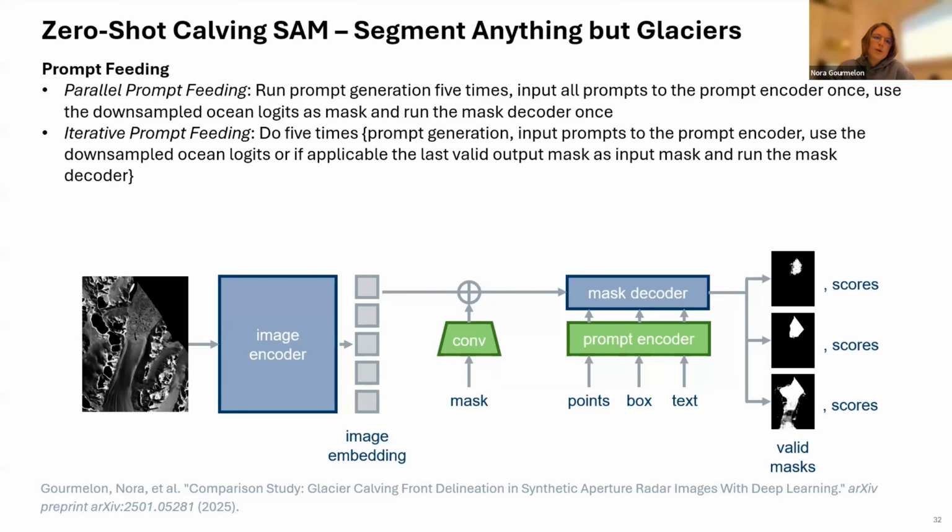The second technique we call iterative prompt feeding, where we first just generate prompts once, use the downsampled ocean logits as mask, and run the mask decoder. Then we take a valid mask, one of the outputs, as new mask prompt and generate new prompts, and then run the mask decoder again. And we do that in total 5 times. So we have the same amount of prompts as in the parallel prompt feeding.